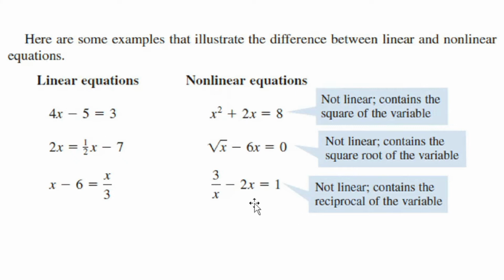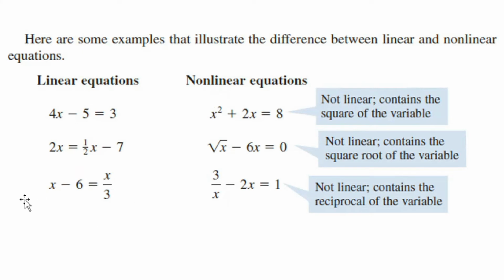What about the third example? We have 3 over x minus 2x equals 1. This is not linear because it contains the reciprocal of the variable. We can have a reciprocal, but it should be only in the constant and not the variable itself, because 3 over x can be written as 3x to the power of negative 1. Because of that, it becomes a non-linear equation.